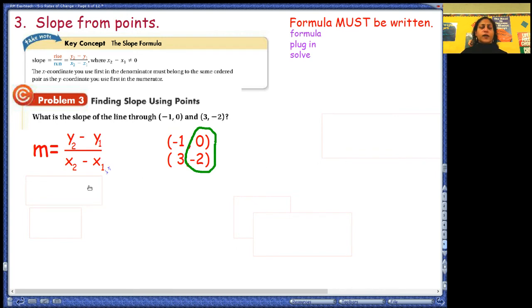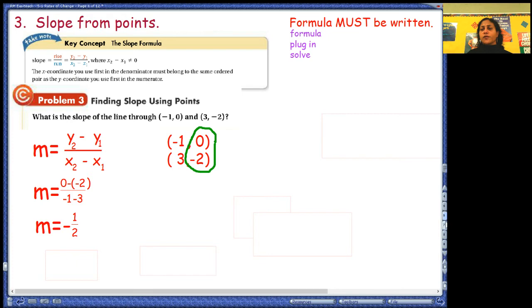And then you're going to write m is equal to 0 minus negative 2 over negative 1 minus 3, which you're going to simplify, and it becomes negative 1 over 2. So the slope is negative 1 over 2.